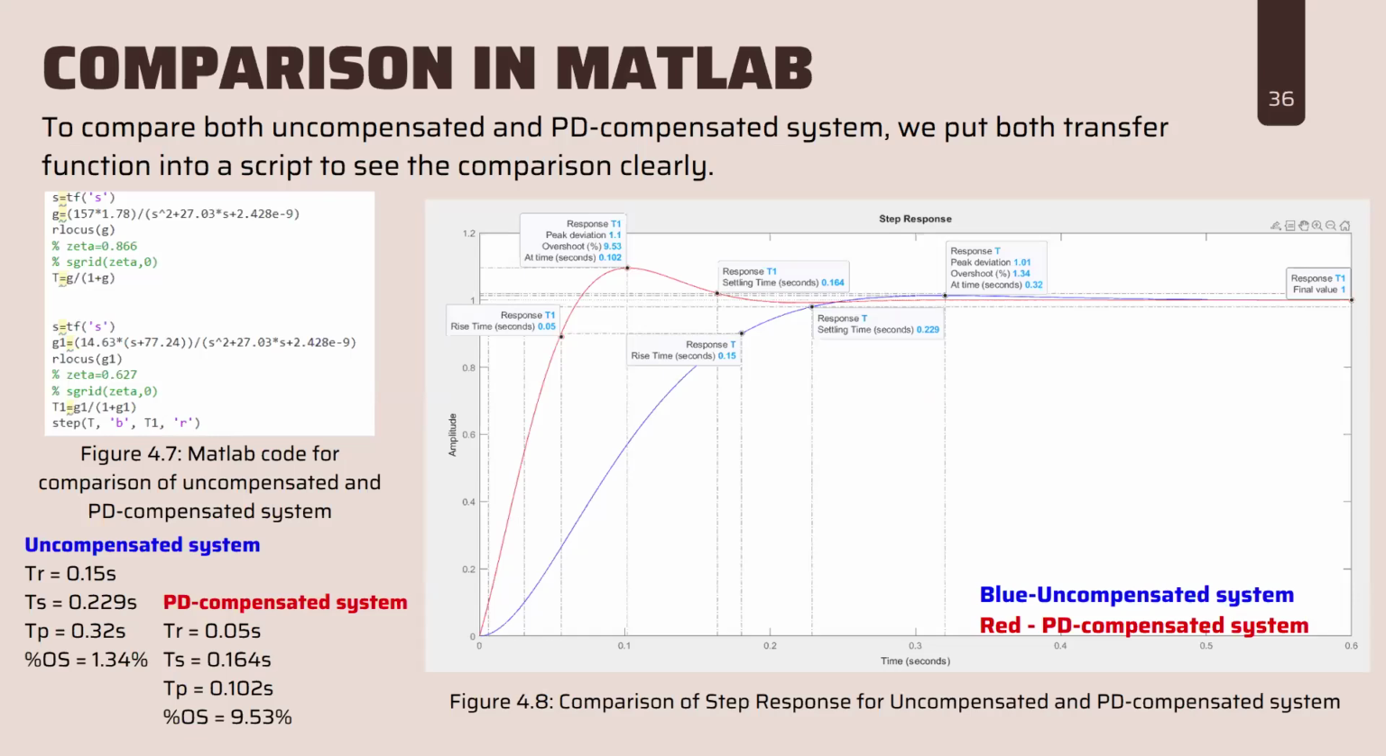So to compare the uncompensated and PD compensated system, we put both transfer functions into a script to see the comparison clearly. So we can see that the time response after the PD design is faster than the original open loop transfer function. So the blue one is the uncompensated system.